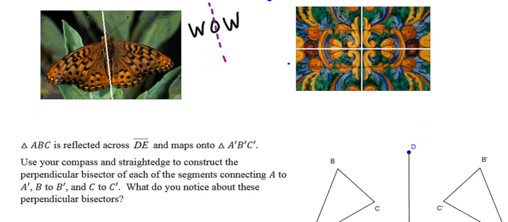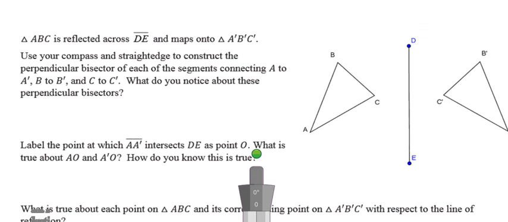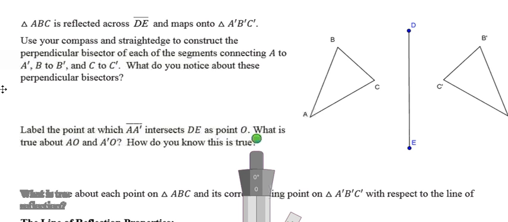All right, let's go take a look at an example. It says in this next one, triangle ABC is reflected across line segment DE and maps triangle ABC onto triangle A'B'C'. So in other words, if I input this triangle under the transformation that reflects across line segment DE, the output is triangle A prime, B prime, C prime. The first part of it says, use your compass and straight edge in order to construct the perpendicular bisector of each of the line segments that connects A to A prime, B to B prime, C to C prime. So in other words, each point to its image.